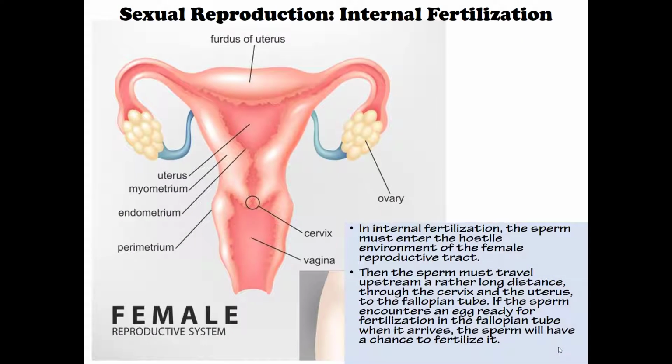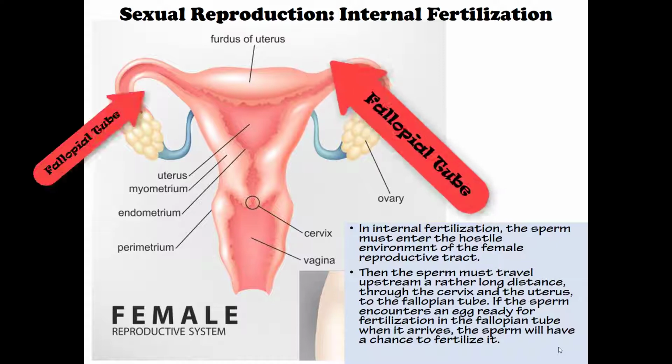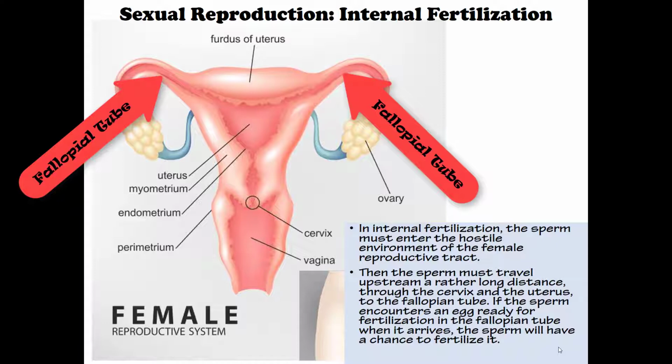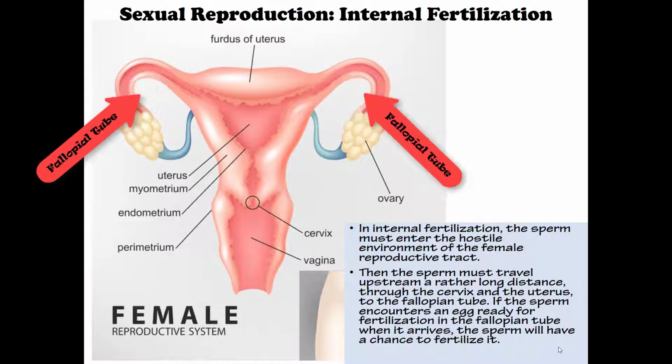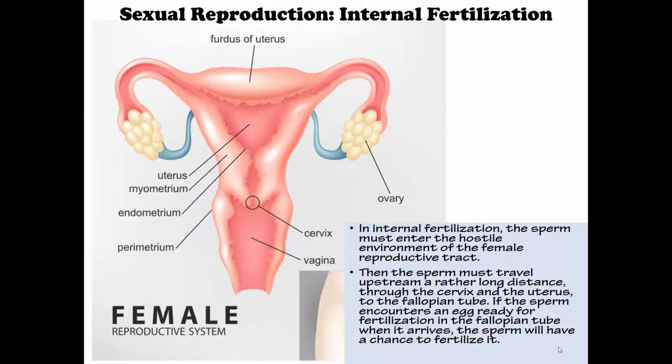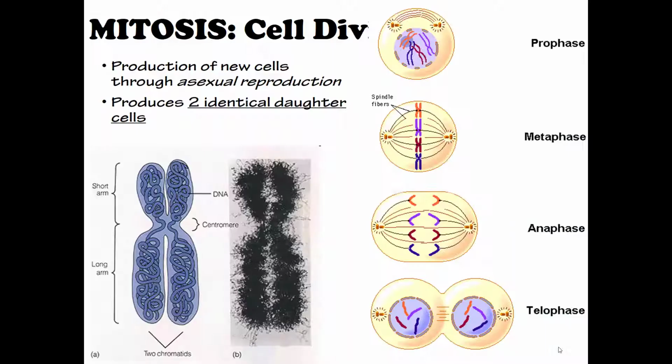In internal fertilization, the sperm must enter the hostile environment of the female reproductive tract. Then, the sperm must travel upstream a rather long distance for a sperm, through the cervix and the uterus to the fallopian tube. If the sperm encounters an egg ready for fertilization in the fallopian tube when it arrives, the sperm will have a chance to fertilize it. The gametes are the eggs and the sperm in sexual reproduction.